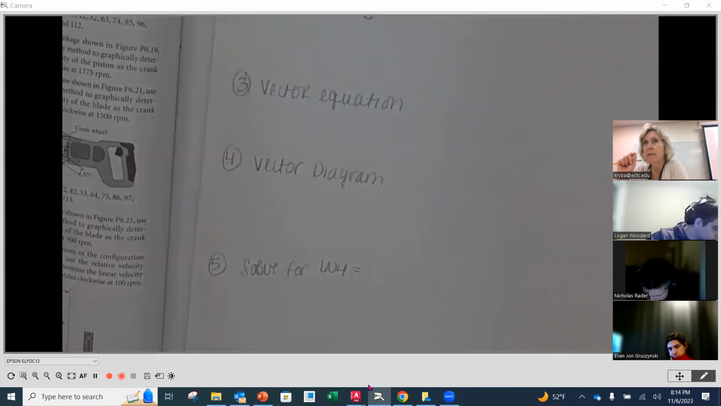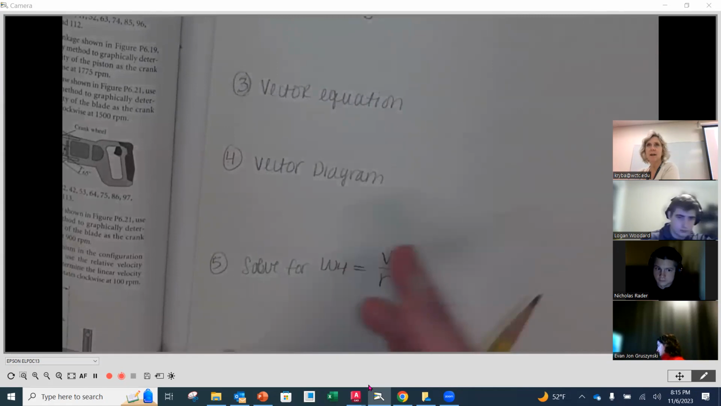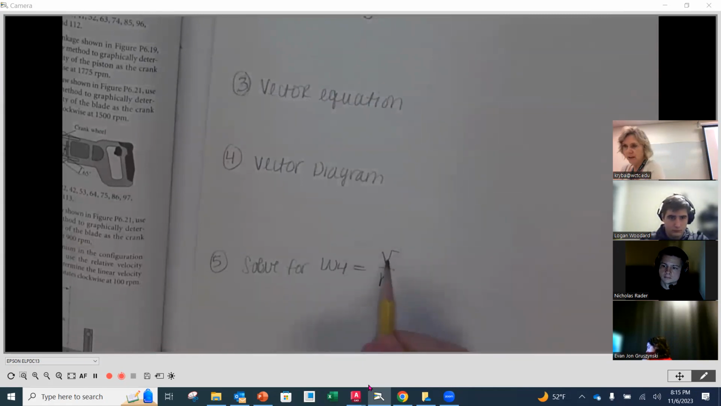Now, to get the angular velocity of link number 4, what's the equation that I'm going to use? So W4 would be equal to, do you remember? Yes, it's going to be V over R, because our base equation is velocity is equal to W times R. So it's just algebraically rearranging it. And now we're going to have V over R.